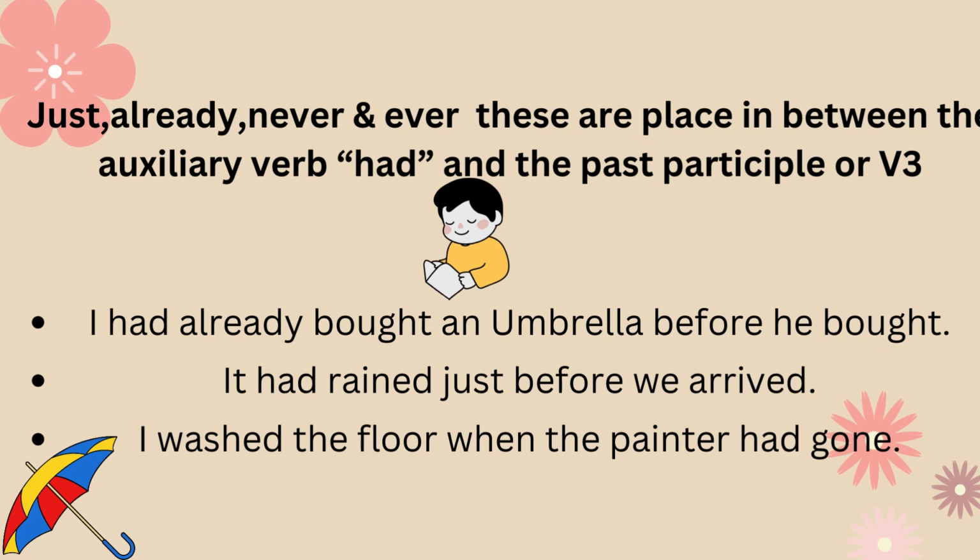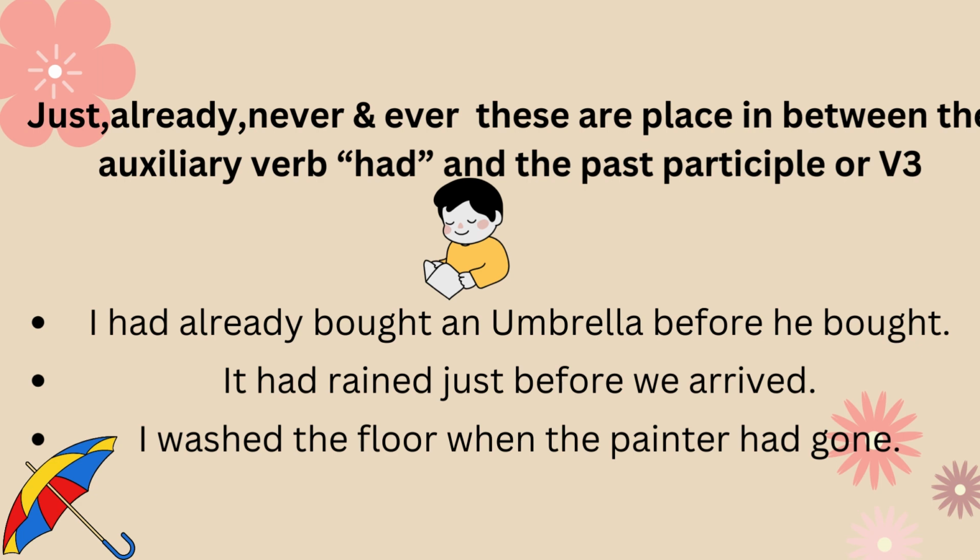So for the identification, we can identify those sentences which are in past perfect tense. They have words like just, already, never, ever, and these words are placed in between the auxiliary verb had and the past participle, or the V3 form. Okay, verb form 3. So by identifying these words, we can identify the sentence which is in past perfect tense.